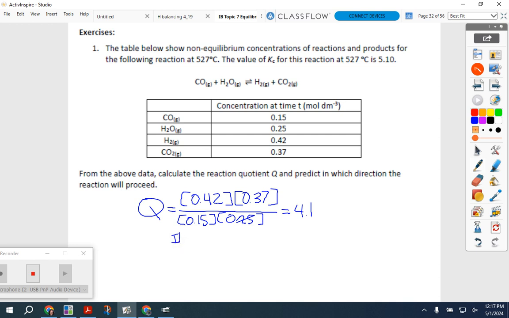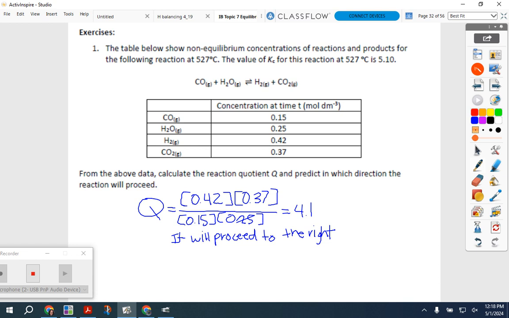We've been given K sub C for this reaction, 5.10. Okay? And actually, it specifically says it shows non-equilibrium concentrations. So these are concentrations measured at a time before we've reached equilibrium. What direction is the reaction going to go? Is it going to go to the right, favor the forward reaction, or go to the left, favor the reverse reaction? So, thank you very much.